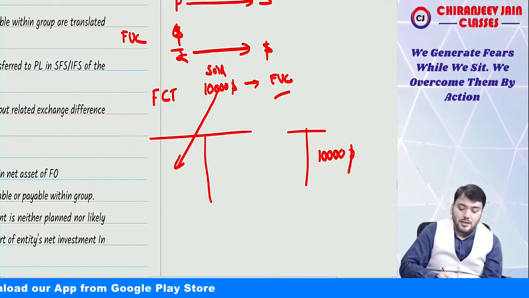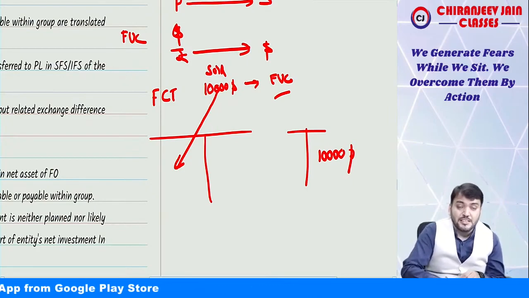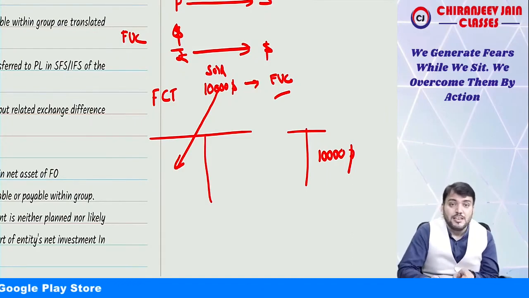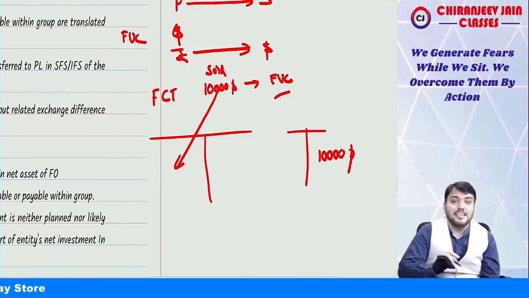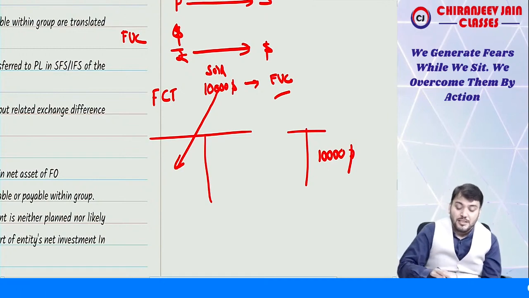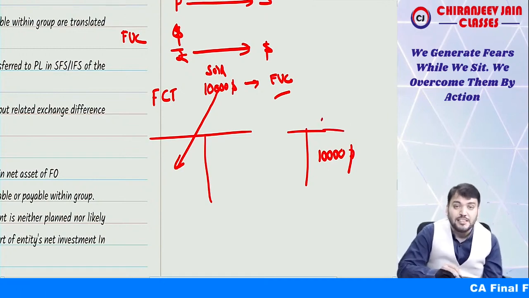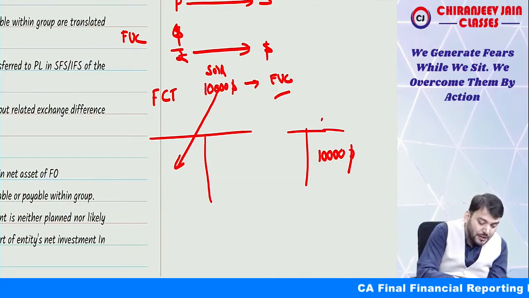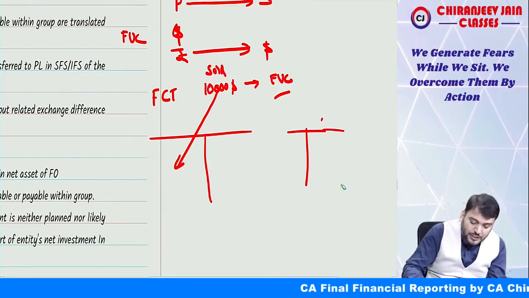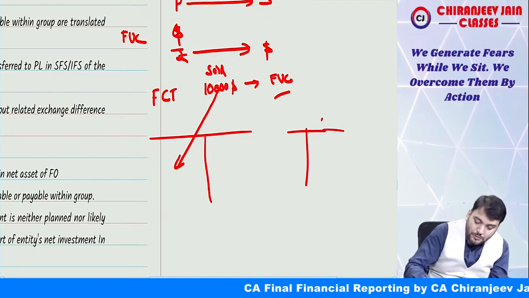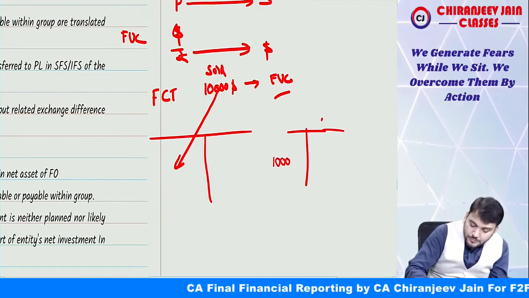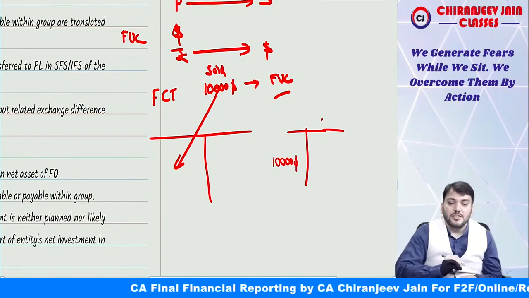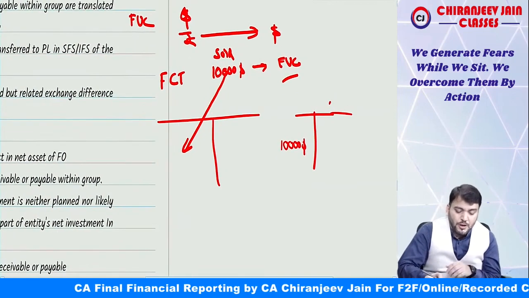Correct? Understood. Now, can you see this is a monetary item? This is a monetary item, which means in the books of the parent there is some receivable in foreign currency, and in the books of the subsidiary there is some payable in functional currency. Are we able to understand what I am saying? Yes, sir. We are able to understand. Correct? Understood. I hope you are understanding.